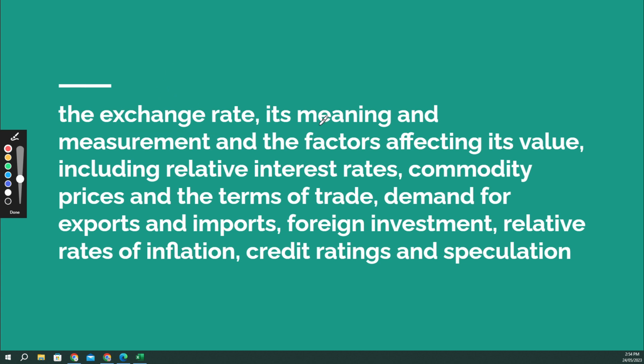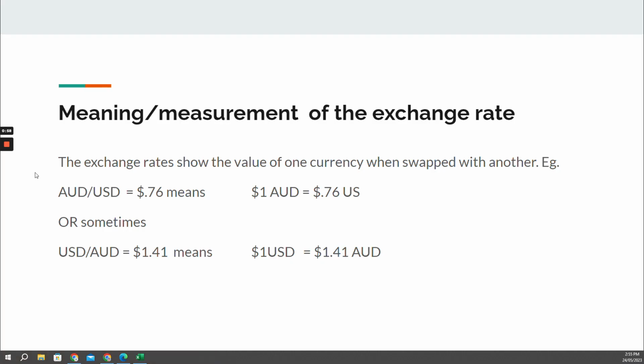This video is probably just going to be about the meaning and measurement, and we'll do a little introduction, but VCA has given us the factors, like they often do, to tell us the things we need to learn, the factors that will influence the exchange rate, that will appreciate or depreciate the exchange rate. They're all there, you can read them, but let's get into this little introductory part.